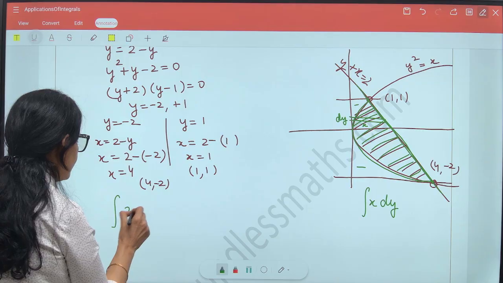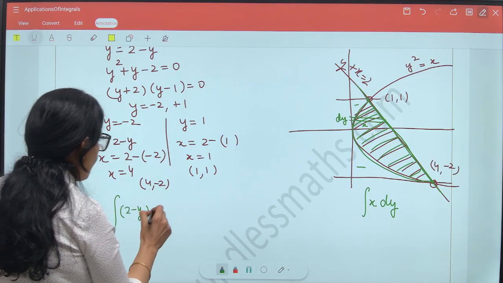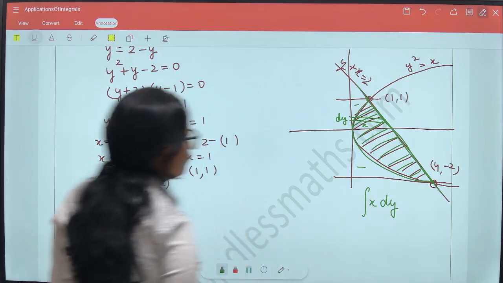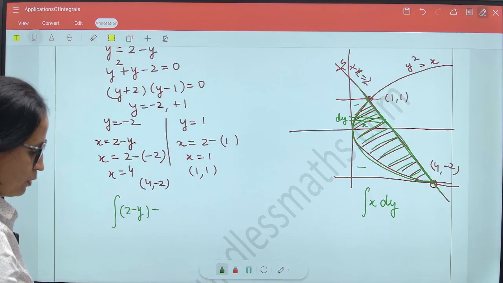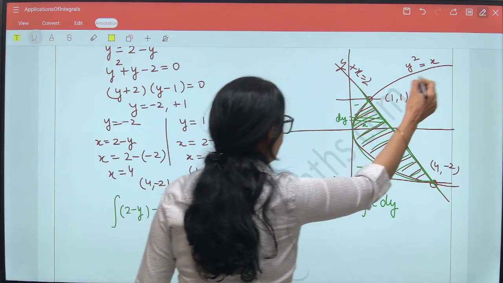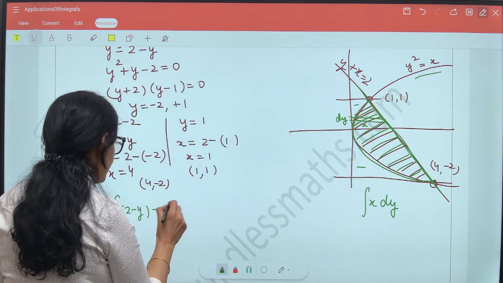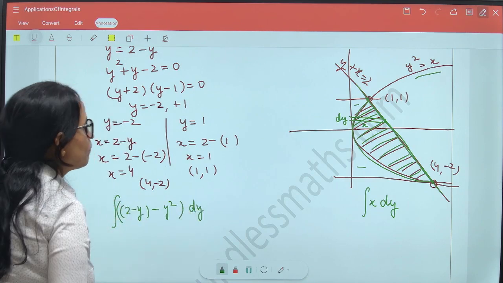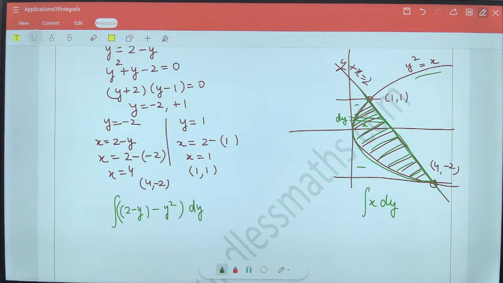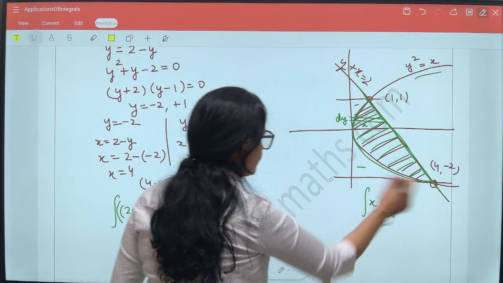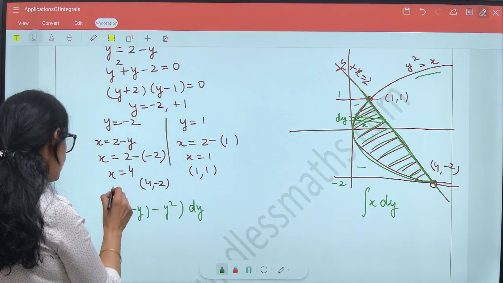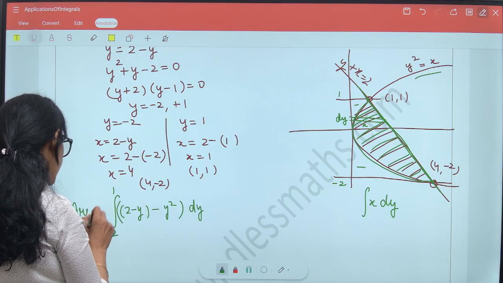So we will integrate 2 minus y minus the equation of the parabola in terms of x. So that is equal to just y square. It is straight away y square. And you need to integrate this entire thing with respect to y. Now what are the limits for y? The limits are minus 2 and 1. So the limits are minus 2 to 1. So this is the required area.